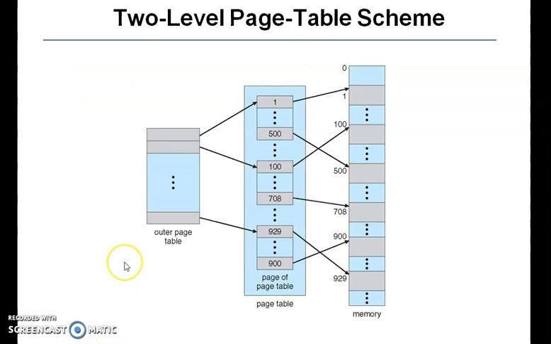Let us see with an example. This diagram shows the 2-level page table scheme, where we have the outer page table and one more page table. We can call it a page of page table, or the inner page table. Then we have the physical memory. Each entry in the outer page table points to one more table. Because of this, it is called a 2-level page table scheme. The first entry points to entries from 1 to 500, the second entry contains 100 to 708, and the third one is 900 to 929. The individual entries are mapped, so 1 is mapped to 1 and 500 mapped to 500 in the physical memory. Similarly for the remaining tables.